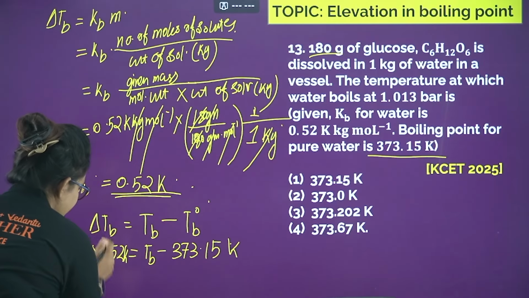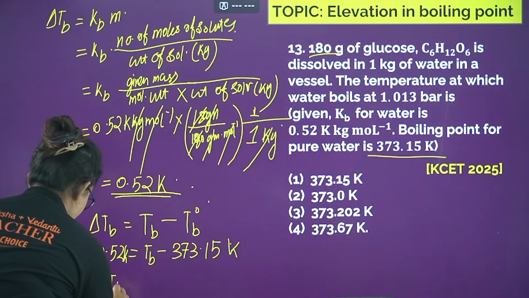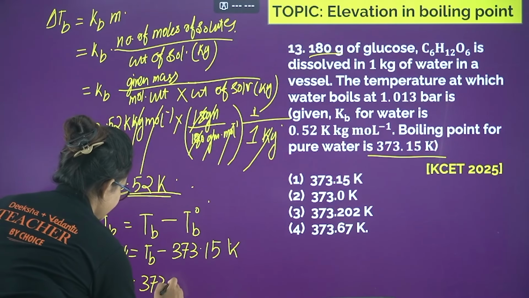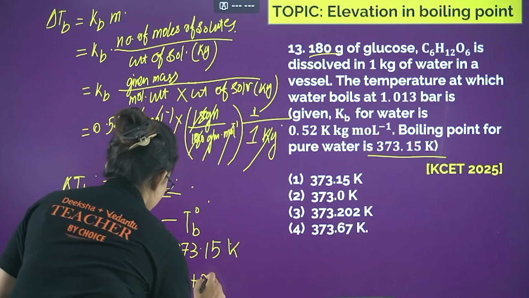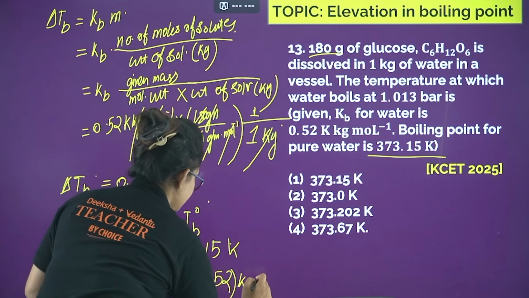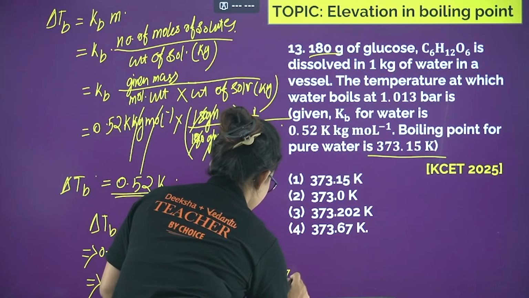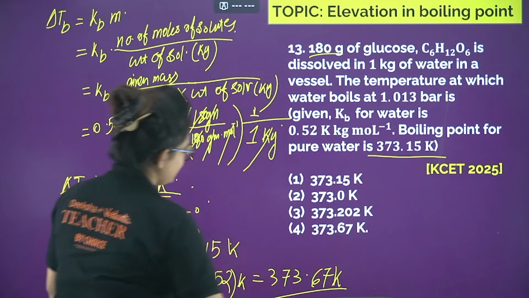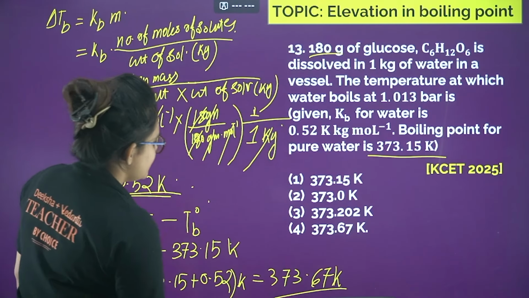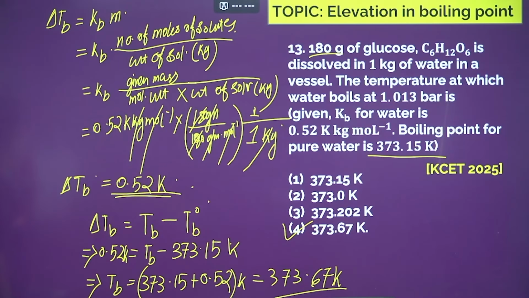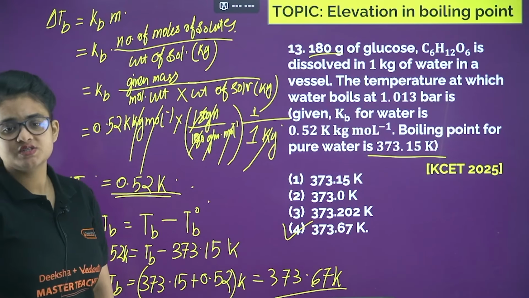Fine. So from here I am getting Tb, if you calculate, 373.15 plus 0.52 Kelvin, and that will give you 373.67 Kelvin. Okay, so option 4 is going to be the answer. I guess you understood this.